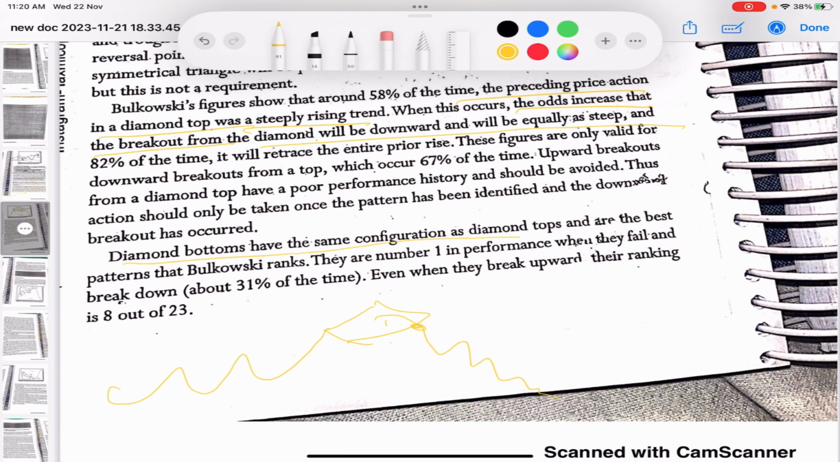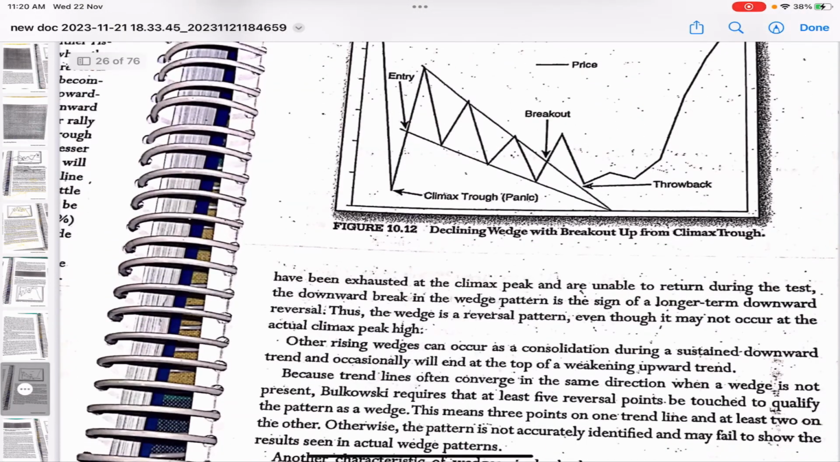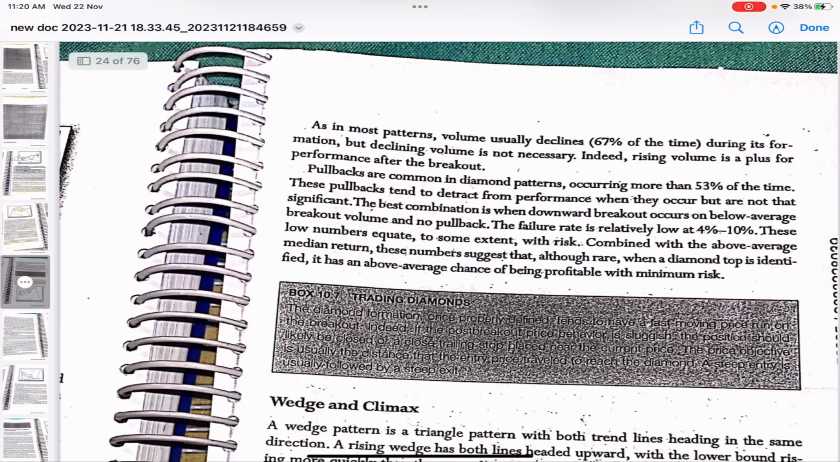Diamond bottoms have the same configuration as the diamond tops. They are number one in performance when they fail and break down. So that is what is said. Even when they break upward, their ranking is 8 out of 23. Okay.